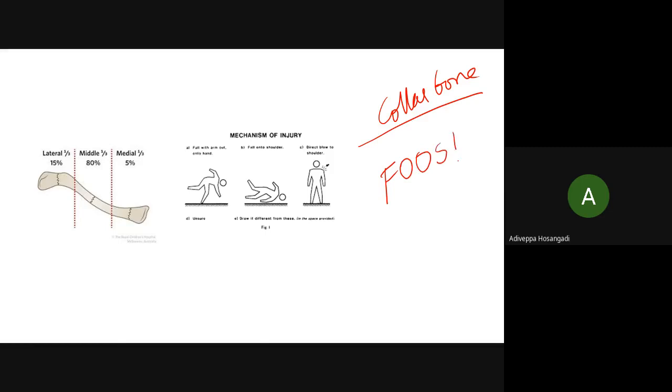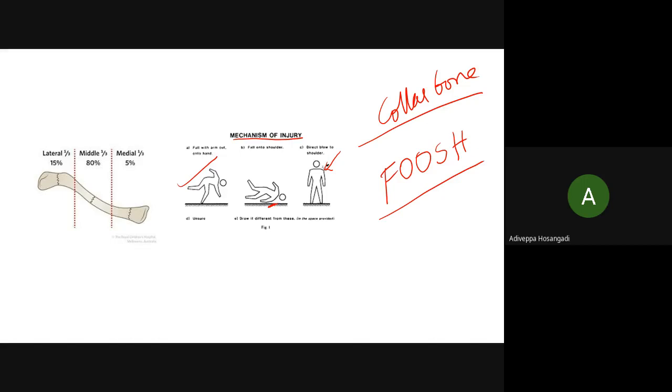You might have heard this. It is, of course, foolish to call it like this, but it's very easy to remember: fall on outstretched hand. Generally, clavicle fracture is secondary to a fall on an outstretched hand. This is the mechanism of injury. The second is when the patient falls directly on the shoulder. Third is a direct blow on the shoulder, for example in a road traffic accident. These are the three common mechanisms of injury for a clavicle fracture.